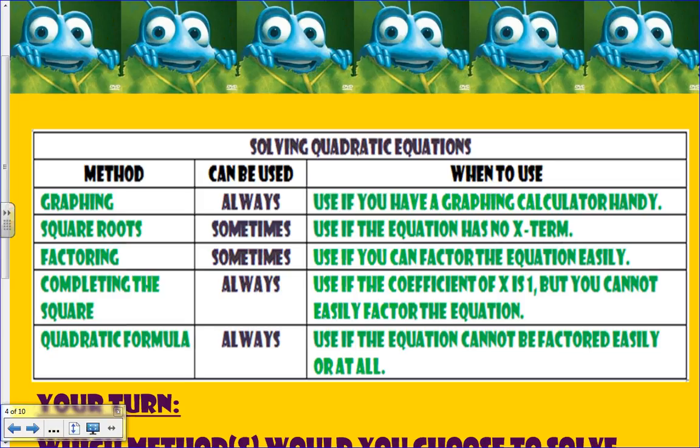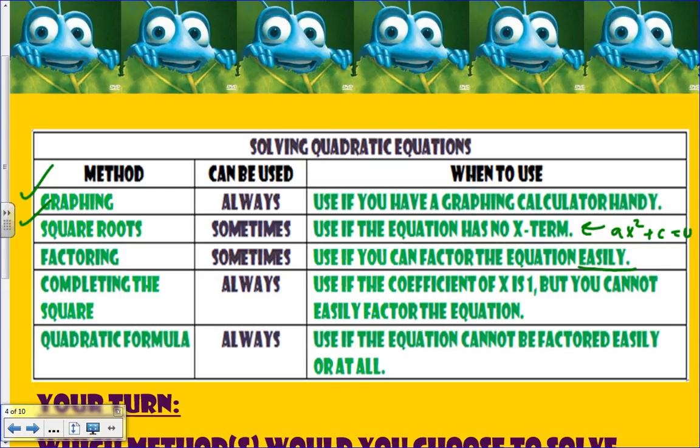Using square roots. Square roots sometimes work, but it has to have no x term, meaning it'd have to be ax squared plus c equals 0. So no x term. Factoring works a lot of times too if you can factor the equation easily.